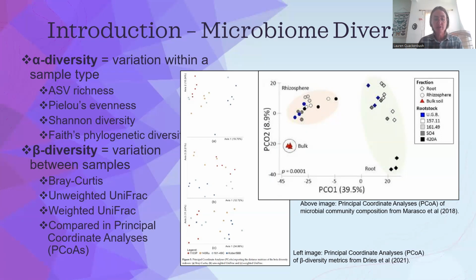Using these plotted graphs, I can make some assumptions about genotype selection based on groupings of coordinates. For example, in the above right graph, similar microbiomes are grouped together based on whether they were sampled from the bulk soil, rhizosphere, or root.